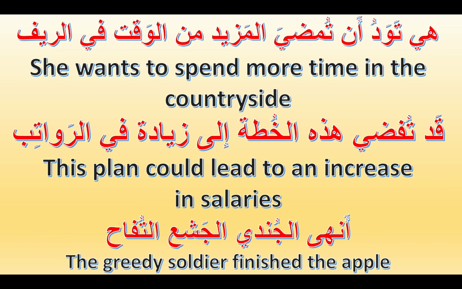Now, as I said before, the conjugations for these verbs in the present tense is the same as a regular Form 4 verb. So here are some example sentences. هي تود أن تمضي المزيد من الوقت في الريف. She wants to spend more time in the countryside. قد تفضي هذه الخطة إلى زيادة في الرواتب. This plan could lead to an increase in salaries. أنهى الجندي الجشع التفاح. The greedy soldier finished the apple.